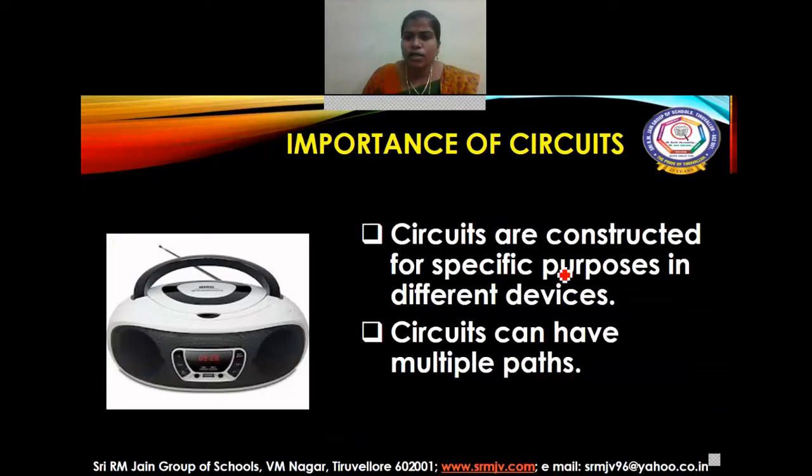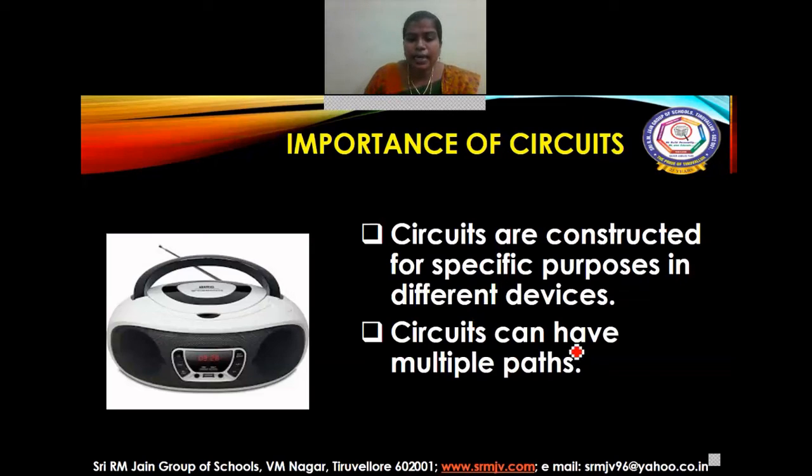And circuits are constructed for specific purposes in different devices. For example, the circuit which is there in the iron box will be totally different from the cell phone. Okay, so they are constructed for specific purposes. It depends upon the device which we are using.